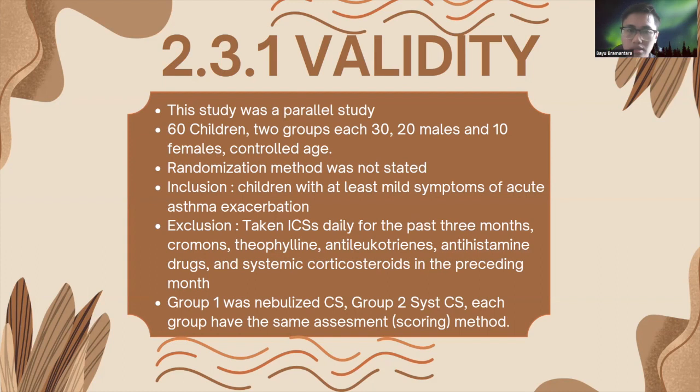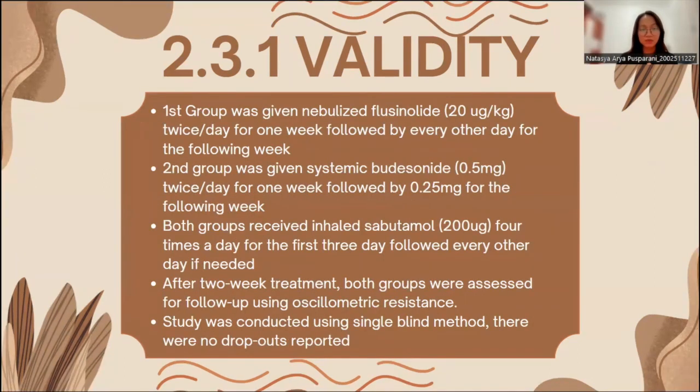Inclusion criteria: children with at least mild symptoms of acute asthma observation. Exclusion criteria: they had inhaled corticosteroids daily for the past 3 months, as well as sevoflurane, anti-leukotriene, antihistamine drugs, and systemic corticosteroids on demand. Group 1 intervention was nebulized corticosteroid. On the other hand, Group 2 was systemic corticosteroid. Each group has the same assessment or scoring method to assess post-intervention.